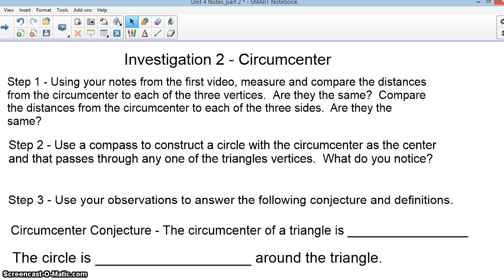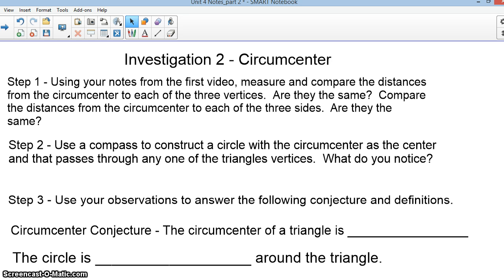All right, so in the first step, you're going to take the triangle that you constructed the circumcenter on, and I want you to measure and compare the distances from the circumcenter to each of the three vertices. Are they the same? Now compare the distances from the circumcenter to each of the three sides. Are those values the same?